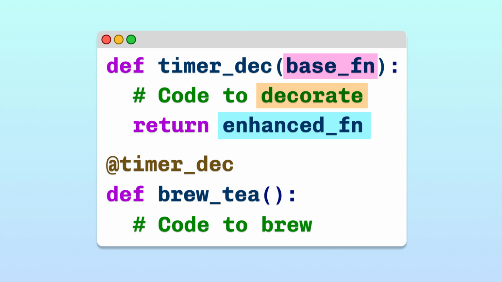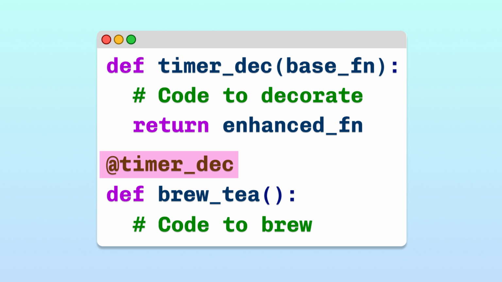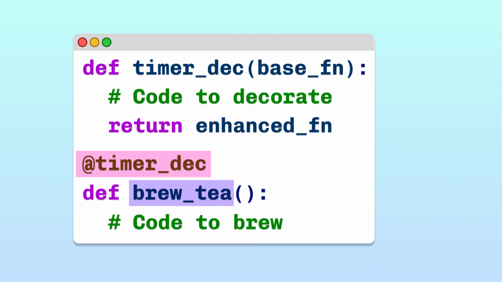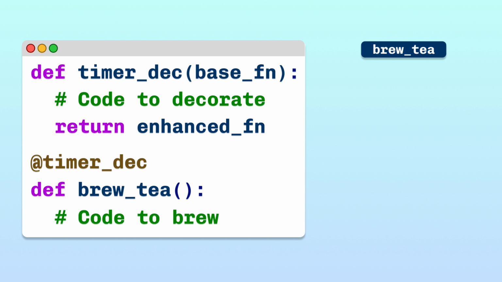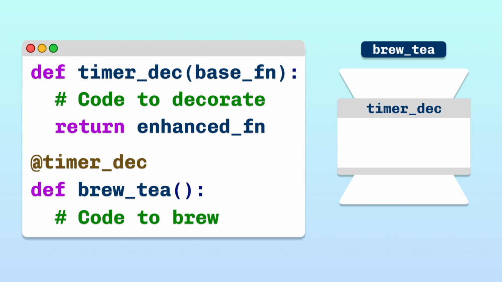return the enhanced function. By writing @timerdec on top of the definition of brew_t, we tell Python that the base function brew_t must be enhanced by the decorator timerdec before it is used.